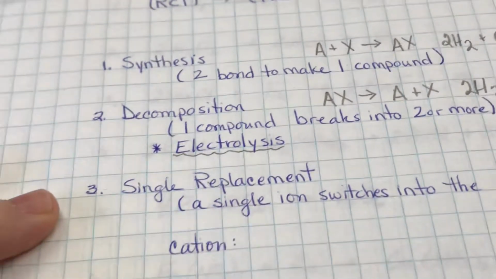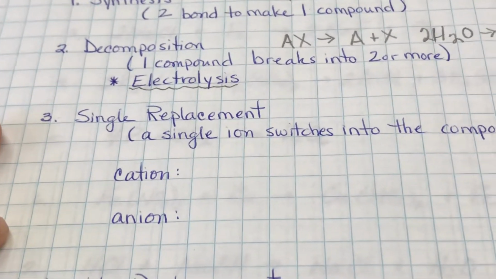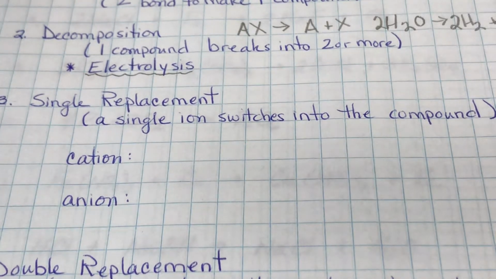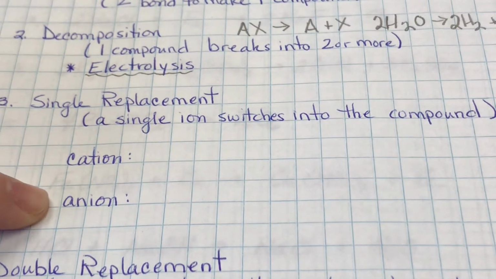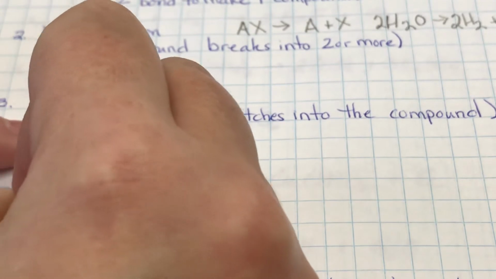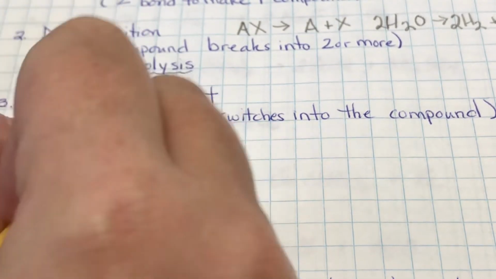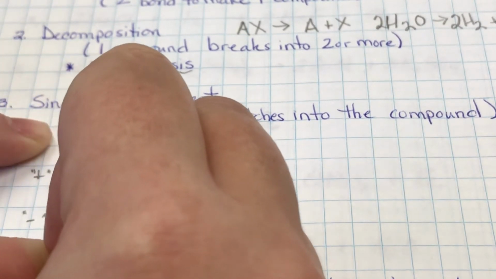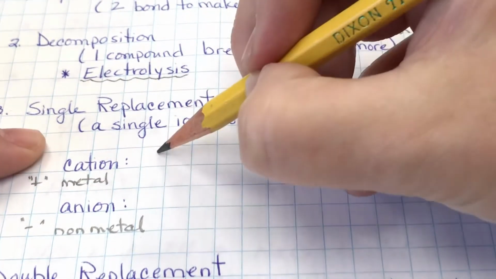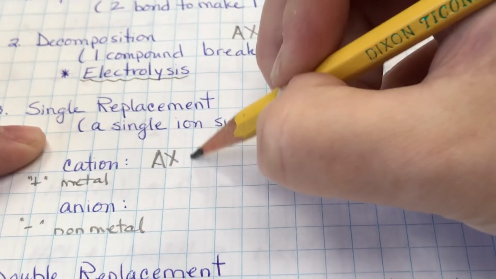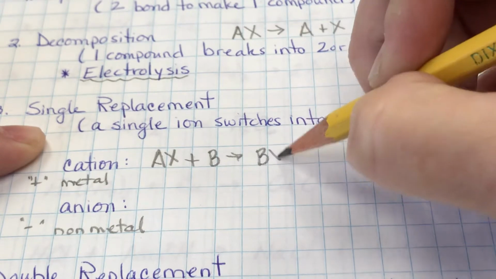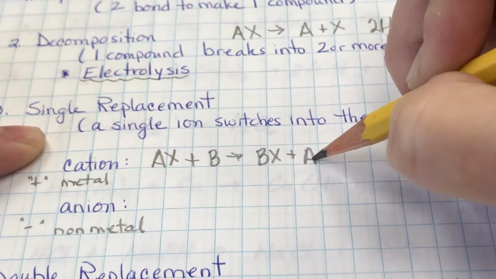Our third type of reaction we have is single replacements. This is where you have a compound that has an extra piece that wants to switch into it and kicks the other ion out. And we have two options. One is a cation, one is an anion. The cation is where the metal or the positive part replaces. The anion is where the negative or the nonmetal replaces. So for the cation, you would have a compound here reacting with another cation. The cations switch places, and then the A would be left in the end.